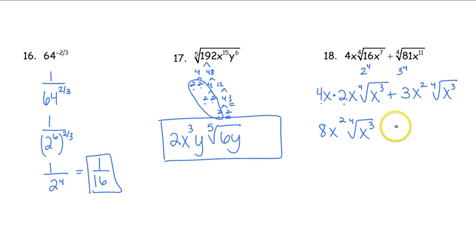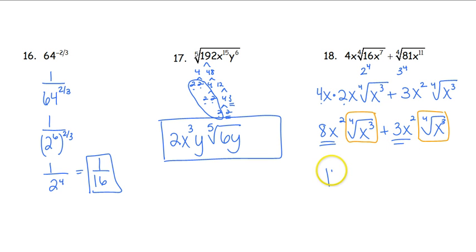Fourth root of x cubed plus 3x squared, fourth root of x cubed. We see that after simplifying, we now have the same radical, which means that they are like terms. So we add the coefficients. 8x squared and 3x squared is going to give us 11x squared, fourth root of x cubed. Alright, don't forget to pay close attention because all of this will be on your quiz.